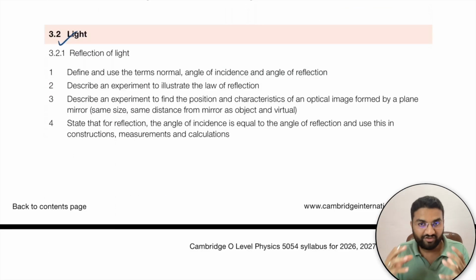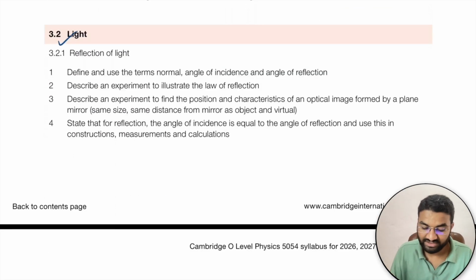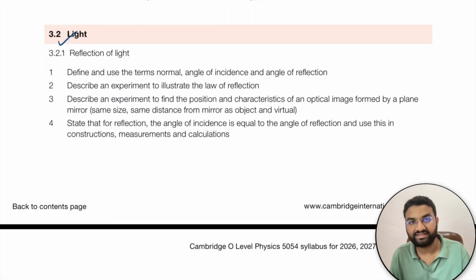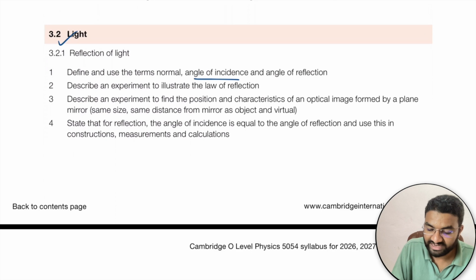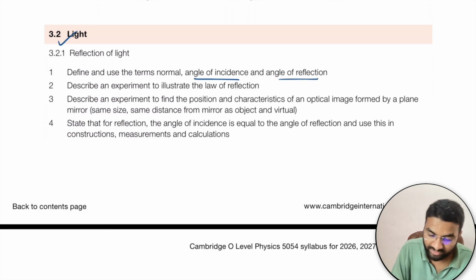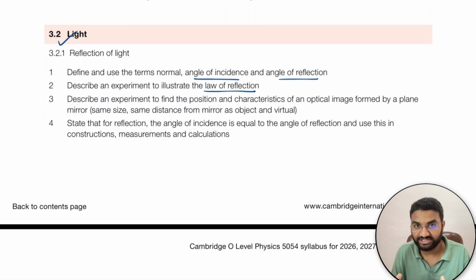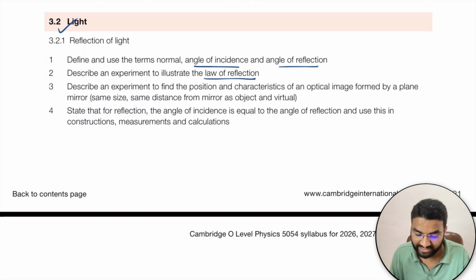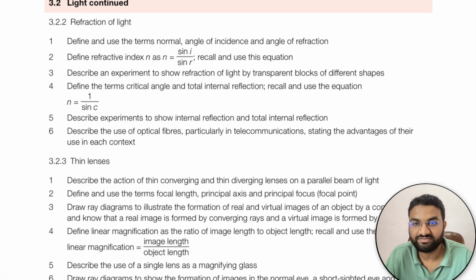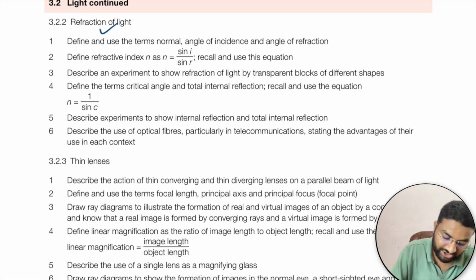So for light, you have to understand how waves behave when they strike the surface of a mirror or glass, and when they change from one medium to another. You have to understand the angle of incidence and angle of reflection concepts. The laws of reflection are also there. Then some construction or sketching work is there, with different diagrams for reflection of light.